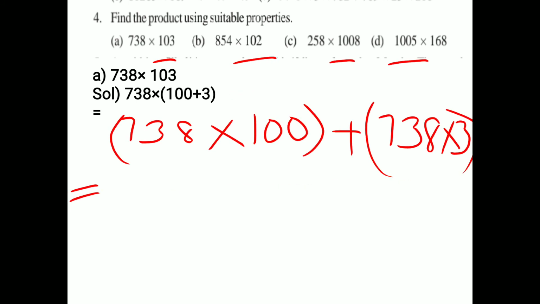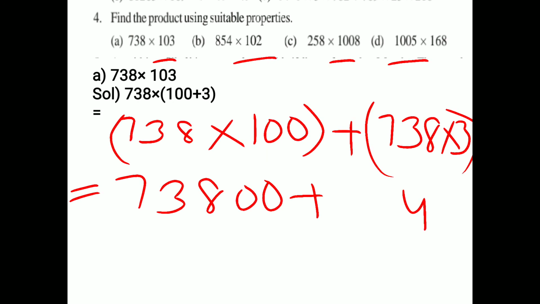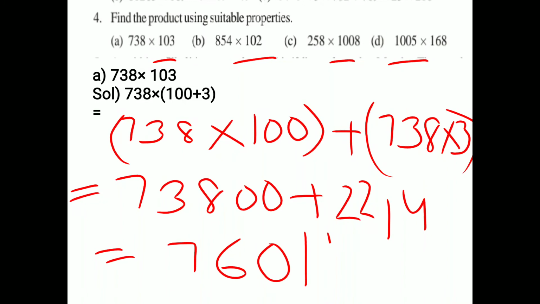Clear? Now 738 multiplied by 100 is 73800 plus 738 into 3. 3 8s are 24. 3 3s are 9, 9 plus 2, 11. 7 3s are 21, 21 plus 1, 22. So add them. The answer comes 76014. This is the answer.